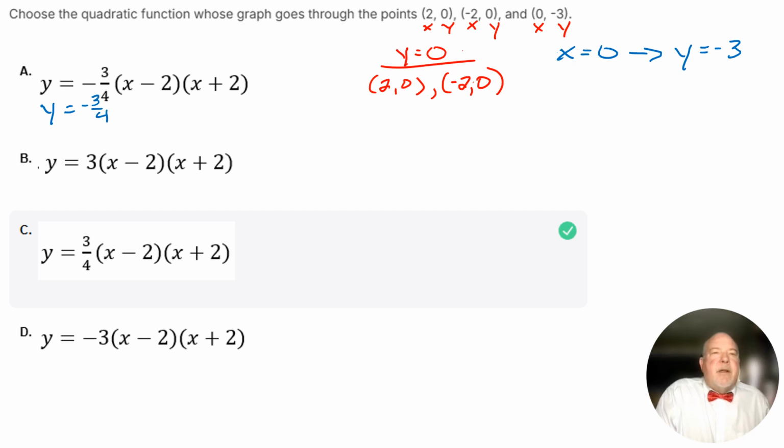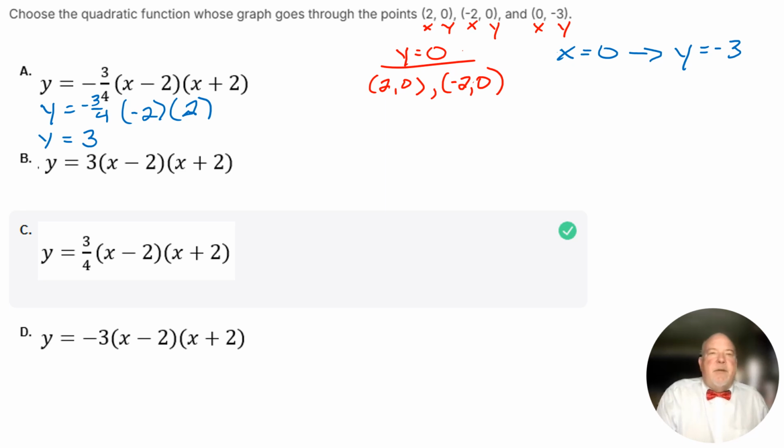Hopefully I have room here. And then here I would have 0 minus 2, because I'm plugging in 0 for x, so that would just be -2. And then this one, 0 plus 2, would give me 2. And so I multiply those together, so that's -4 times -3/4, and that comes out to a y value of 3. Now, if I look back over here, we said when x is 0, y needs to be equal to -3. So that didn't work. So A is not the one.